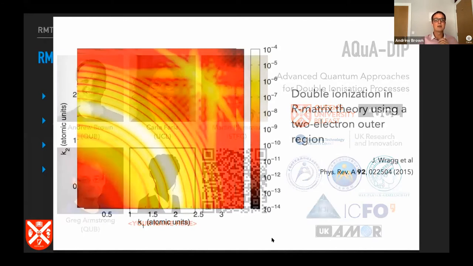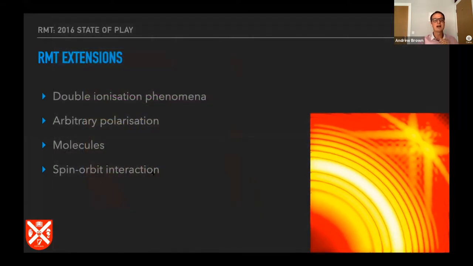That's all I'll say about double ionization processes then, because for the remainder of my talk, I want to concentrate on the three extensions that we have actually implemented in the last 4 years, which is to look at arbitrary polarization, look at extending our methodology to address molecules as well as atoms.